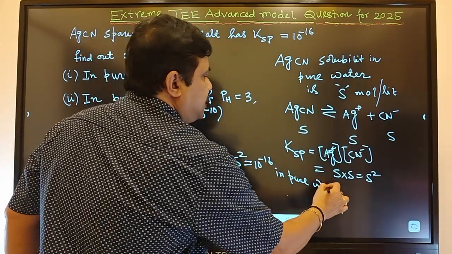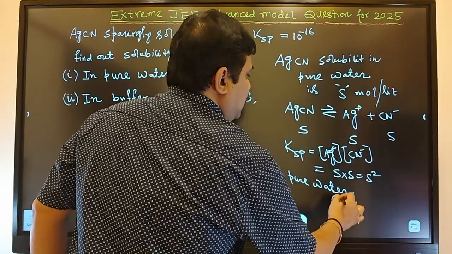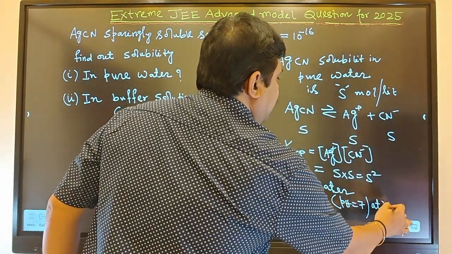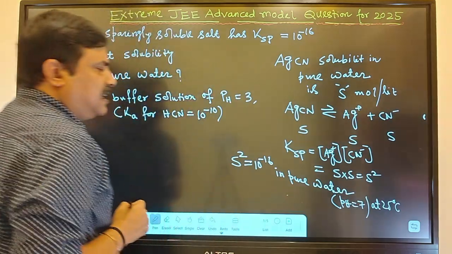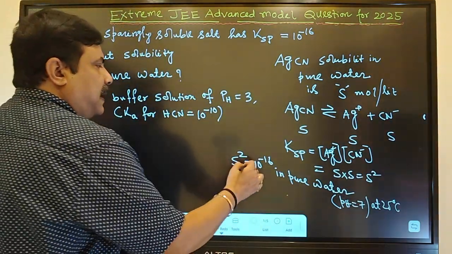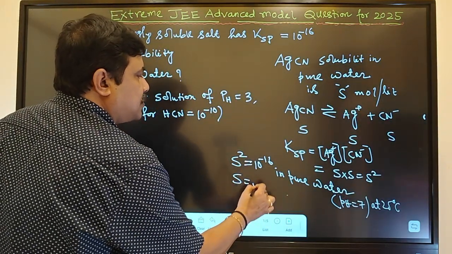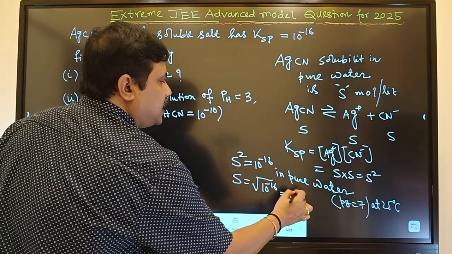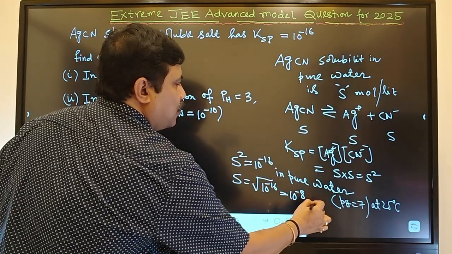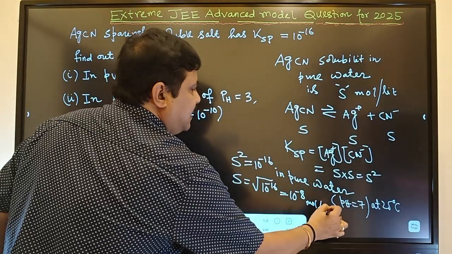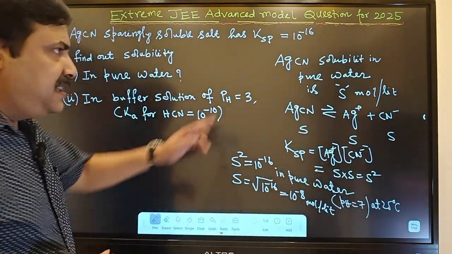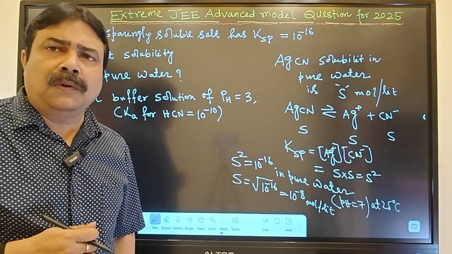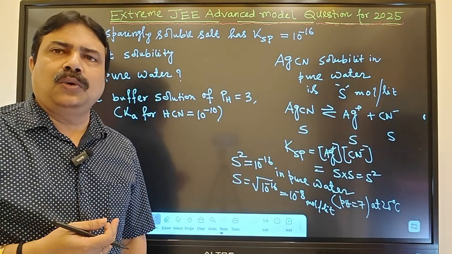The pH of pure water, everybody knows, is 7 at 25 degrees centigrade. Then S square equals 10 power of minus 16, so S equals the square root of 10 power of minus 16, which equals 10 power of minus 8 moles per liter. So that is the solubility of AgCN in pure water. In pure water there is no problem; we can directly find that.